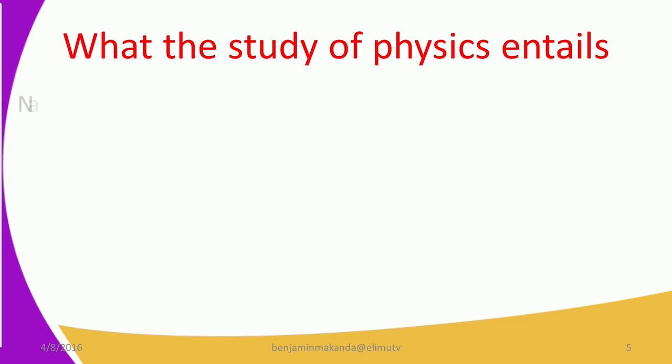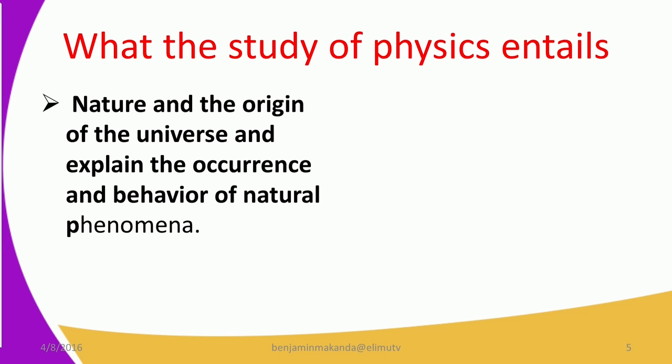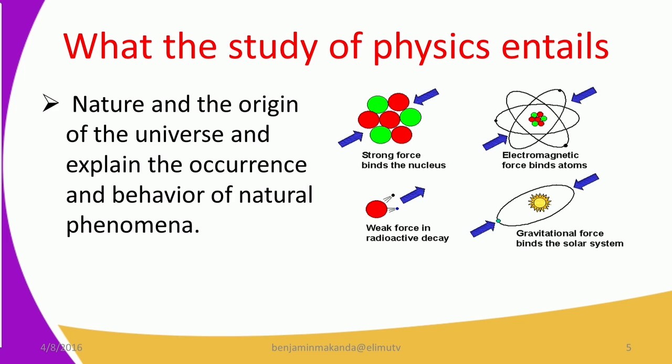What the study of physics entails: nature and the origin of the universe, and explain the occurrence and behavior of natural phenomena. So we have this one here, like in the first diagram, we have strong force that binds the nucleus together. This explains how a natural phenomena occurs. In our second diagram here, we have an electromagnetic force that is binding the atoms together. Still, that is nature. Then down here we have weak force in the radioactive decay material, which still explains nature. And then lastly, gravitational force binding the solar system.